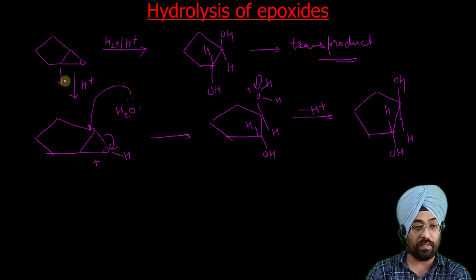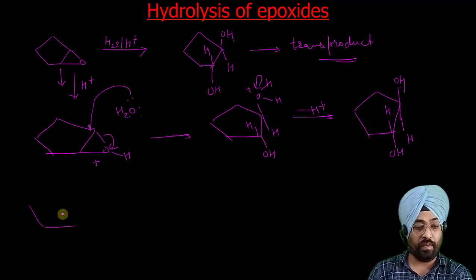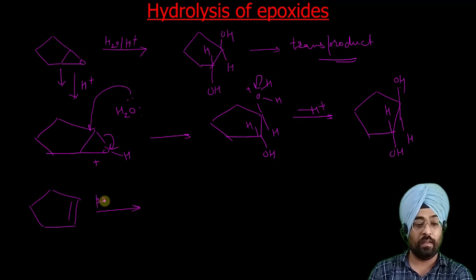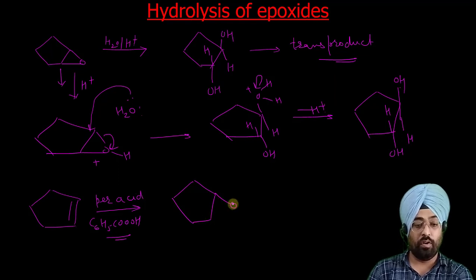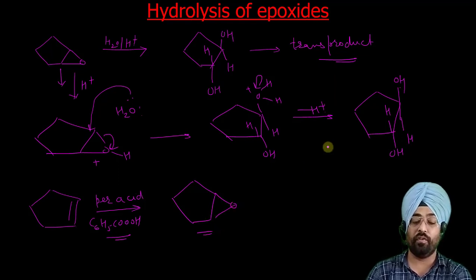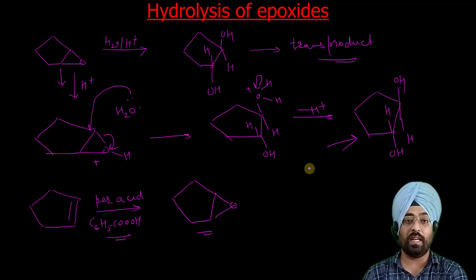And how to get this? This can easily be obtained from cyclopentene. If we react cyclopentene with your per acid, C6H5COOH, per benzoic acid, then we will get this epoxide. So from this you can have your trans product. So its stereochemistry is opposite to the hydroxylation reaction.